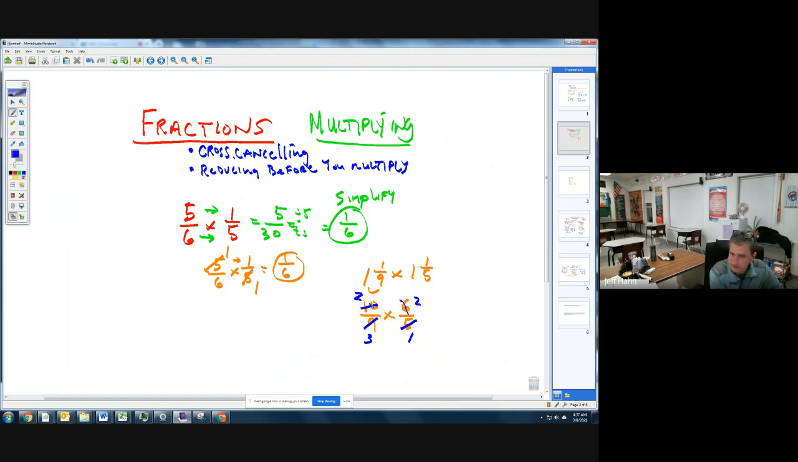Now remember, you cannot cross-cancel two top numbers. It doesn't work that way. It has to be a top with a bottom, so I cannot cross-cancel anymore. I multiply across, I get 4 on top, and I get 3 on the bottom. If you do this right, you will never have to reduce at the end. You will have to change improper fractions into mixed numbers. So this does become 1 1/3 as a mixed number.